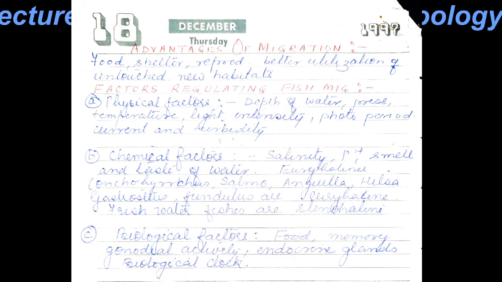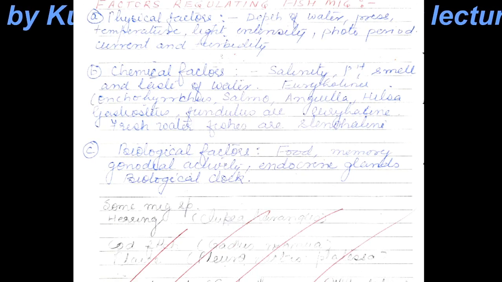Among the biological factors which influence migration are food, mammary, gonadial activity, the activity of the endocrine glands, and the biological clocks.